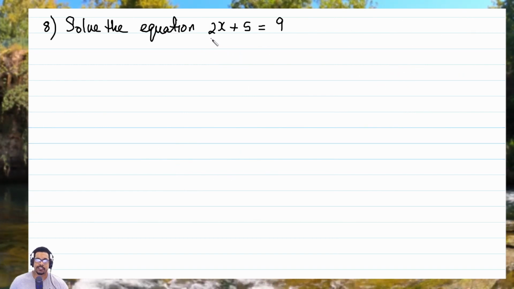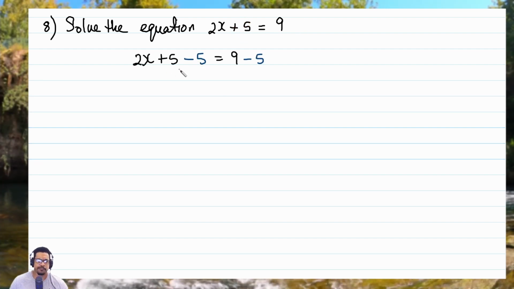So here we have to solve this equation. We have 2x plus 5 is equal to 9. The first thing we could do is subtract 5 on both sides to get rid of this 5 here. So 5 take away 5 will give you 0, so these two are out. You'll have 2x is equal to 9 take away 5, which is 4.